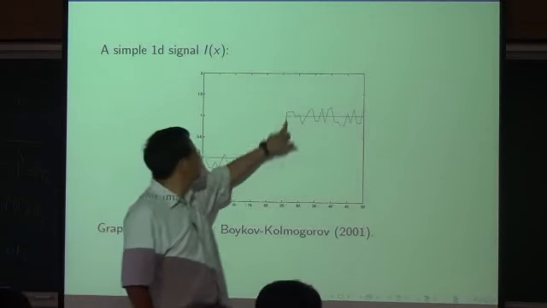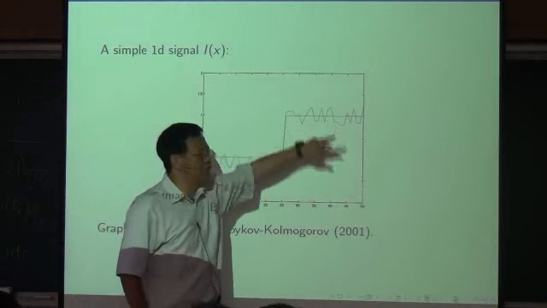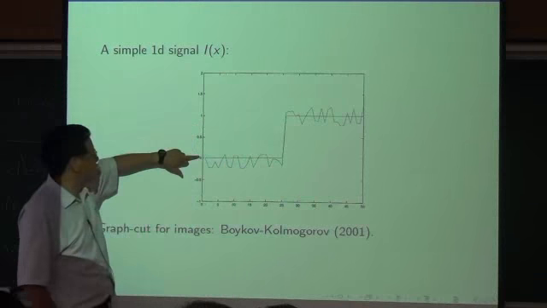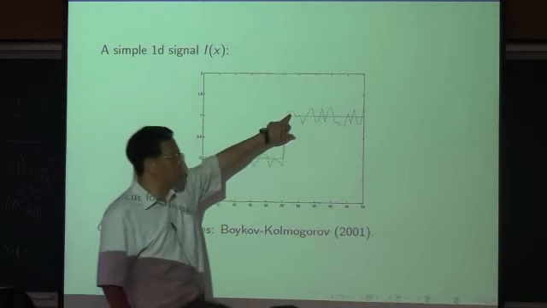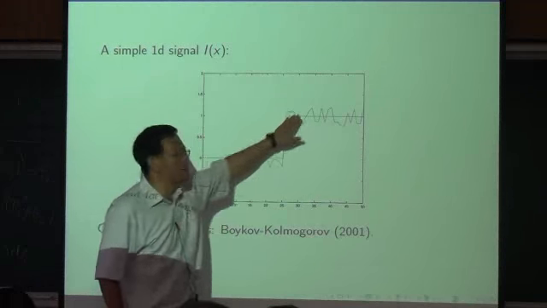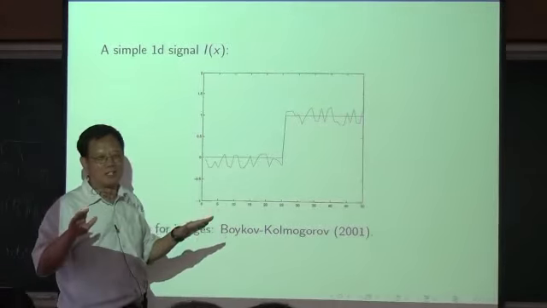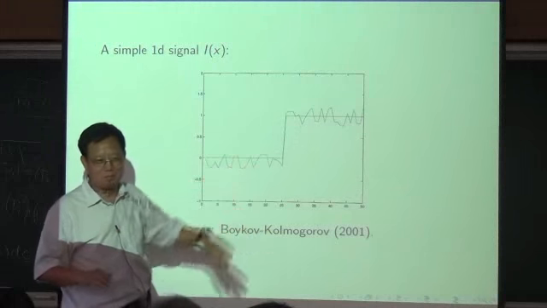Assume this is a true signal, and this is a noisy signal. In this case, we know that C1 is 0 and C2 is 1. You clearly see this, so how can you segment it into two phases? There must be one, there must be two.